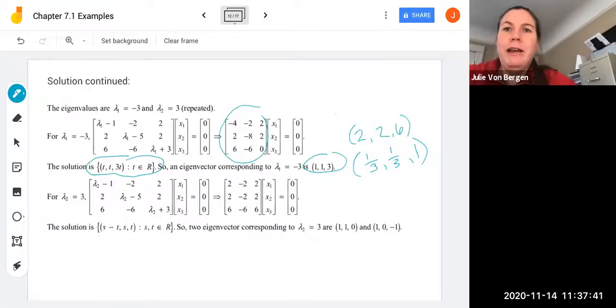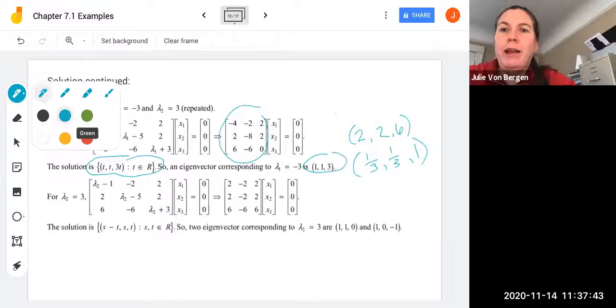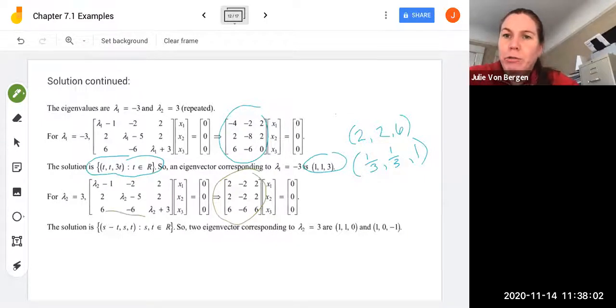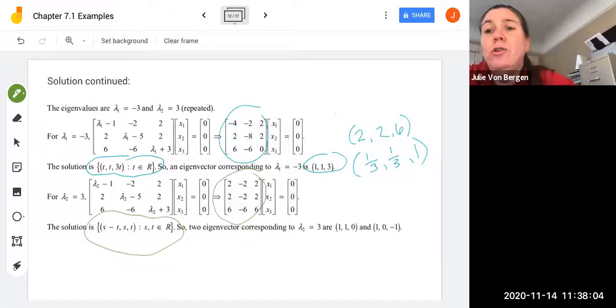And then our second eigenvalue is lambda equals 3, and that's got multiplicity 2 because it comes up twice. So when we plug lambda equals 3 into the equations in the matrix here, we get this matrix here. When we multiply it by x1, x2, x3, we set that equal to 0. And so you can work through those calculations by hand to see you get 2 free variables, s and t.